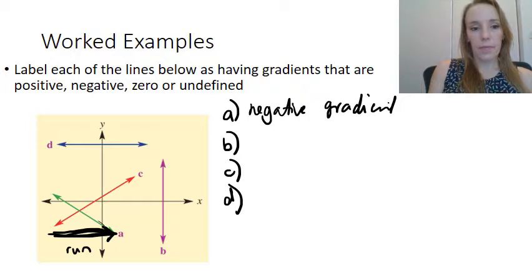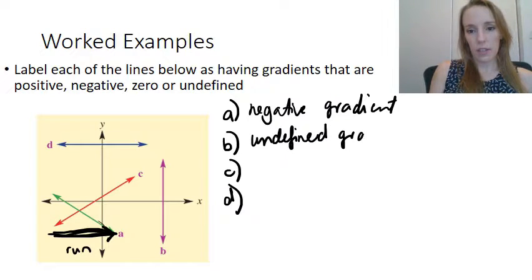Okay, B is our purple line, and it's a vertical line. And we know from our last slide that vertical lines have undefined gradients. So B is an undefined gradient.